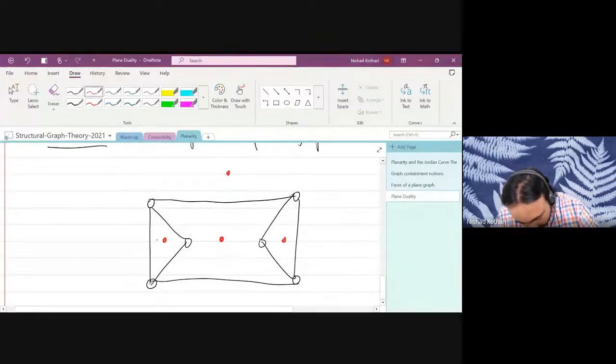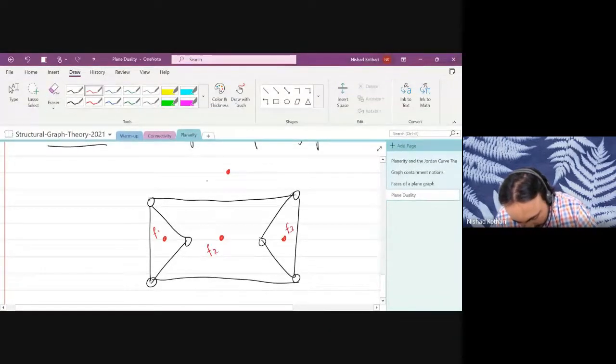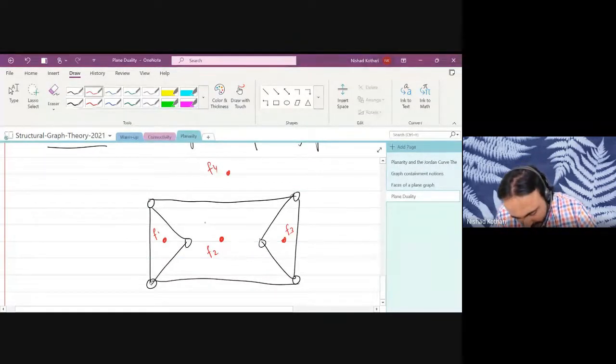This is going to be F1. This is going to be F3. This is F2. And this is F4. I won't label the edges. I will let you label the edges yourself. And what you do now is you draw the dual in this way. For every edge, you basically cross the original edge and make a new edge in the dual.